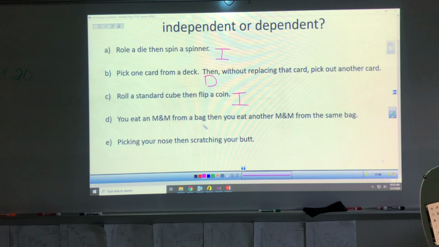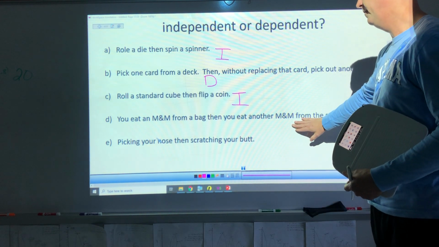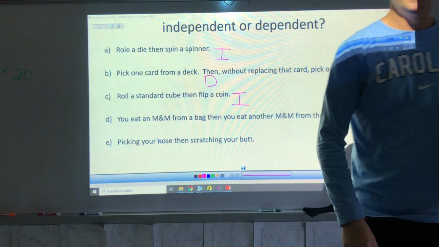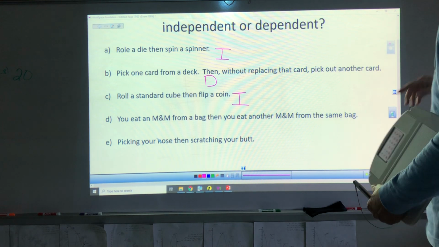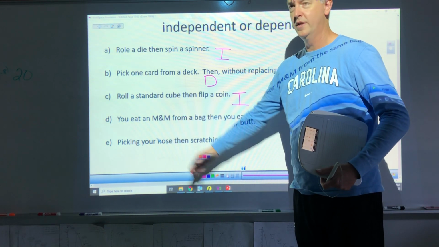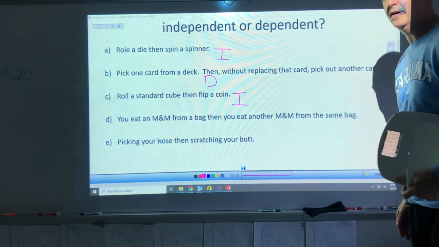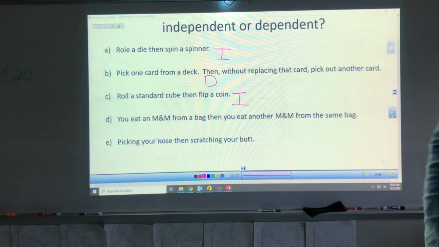You eat an M&M from a bag and then eat another M&M from the same bag. Was the second M&M affected when the first M&M was removed? And the answer is yes. If you were trying to pull a specific color out of the M&M bag, if you eat one of the M&Ms, you're changing that denominator in your probability fraction. So it does affect the outcome of the second pull. So these are dependent on one another.